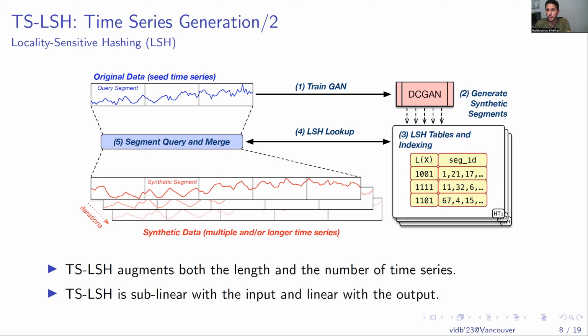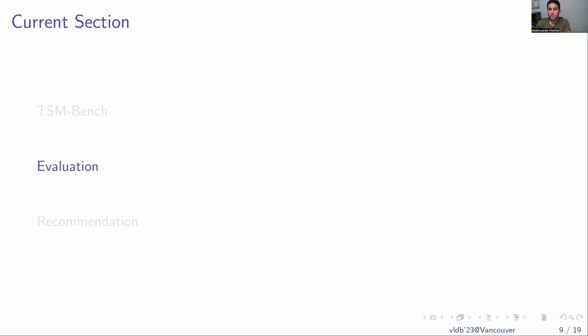We also prove that this generative process is efficient. As a matter of fact, it is sublinear to the size of the original data and linear to the size of the generated data. Moving on to the evaluation part of our benchmark.